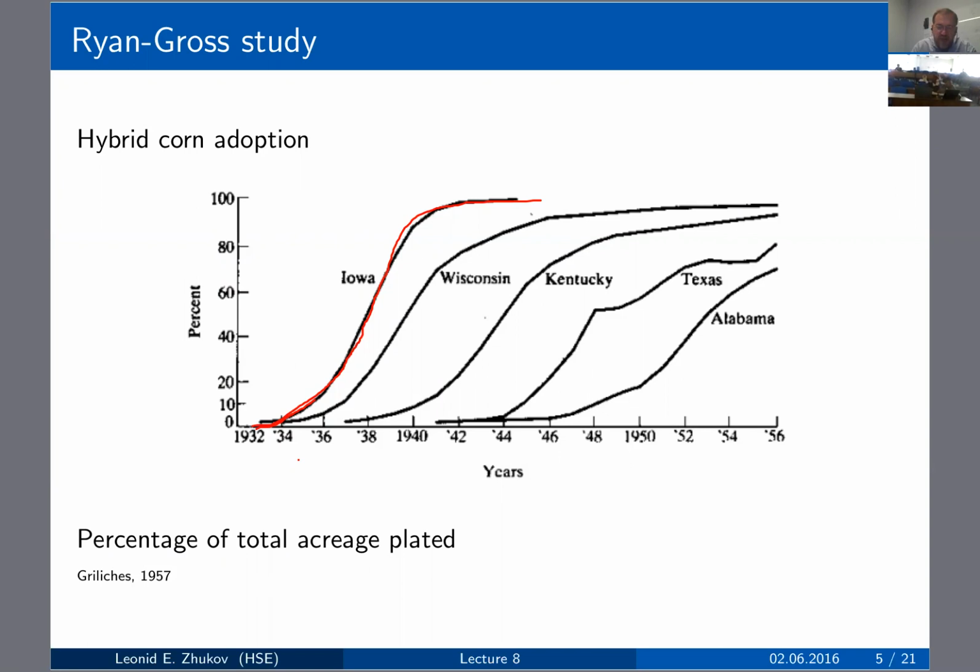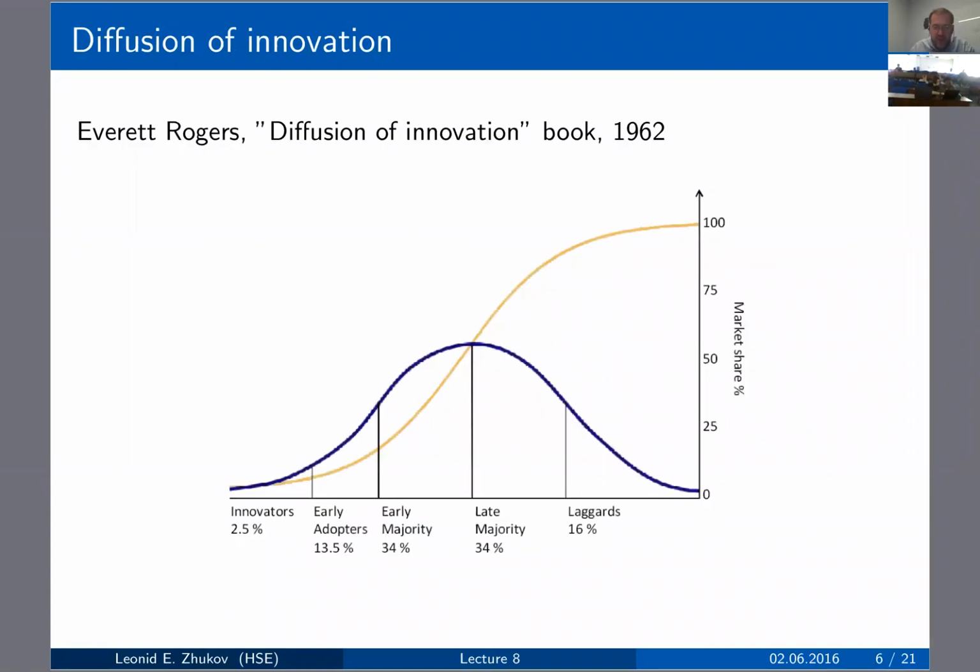Now, can we come up with a model that describes this curve? Yes, of course we can, and it's a very simple model. This model was first introduced in the 1960s, and it's called the diffusion of innovation model, described by Everett Rogers. If you're interested in this topic, I recommend the book. It's old now, but that's how things started.